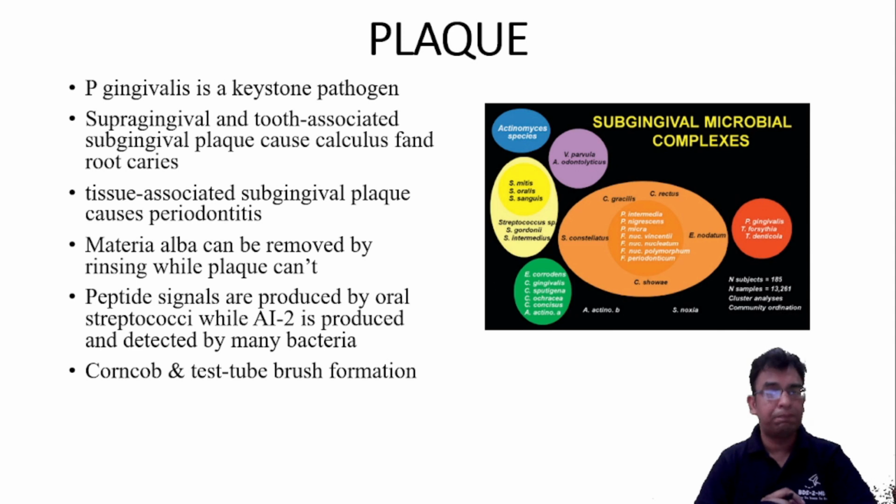All right. Theories: specific plaque hypothesis, non-specific plaque hypothesis, keystone plaque hypothesis, and ecological plaque hypothesis, which was given by Marsh. Plaque, very, very important. Composition of plaque and how it is formed. Pellicle, it comes from the saliva. Remember, okay? So everything is important in plaque.